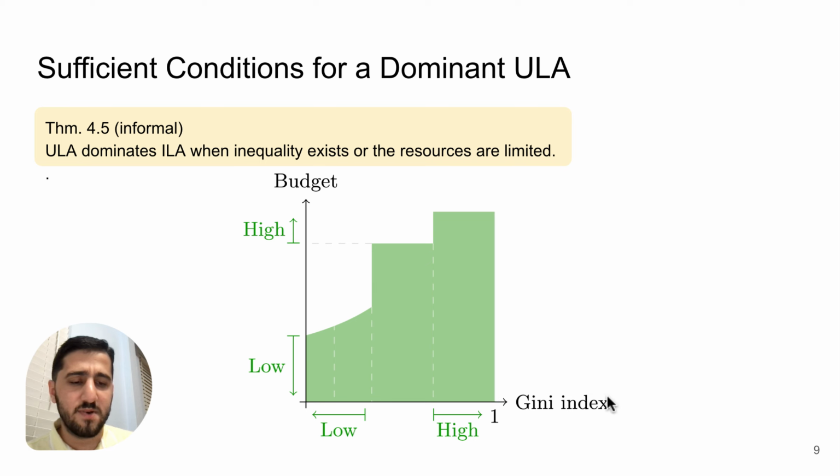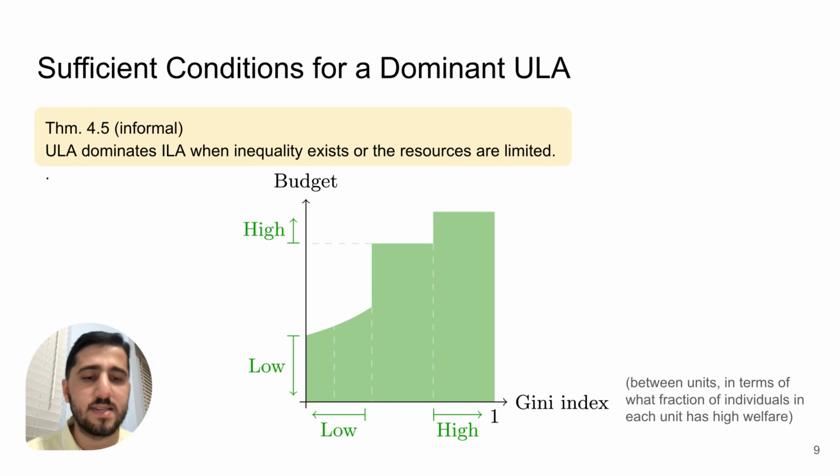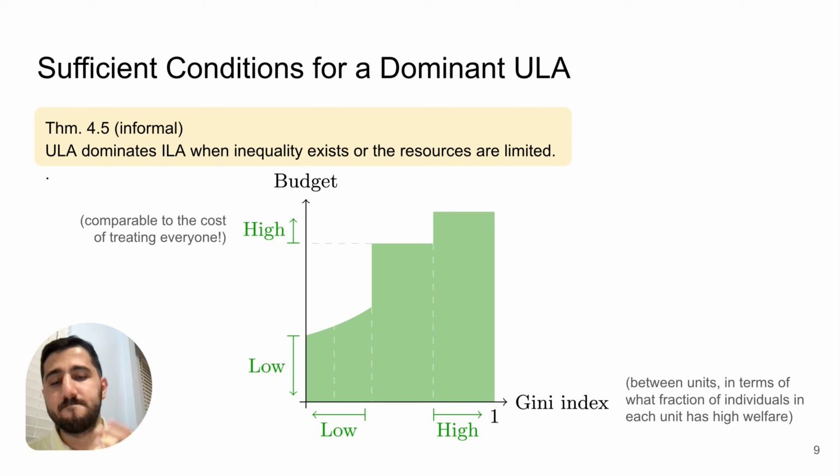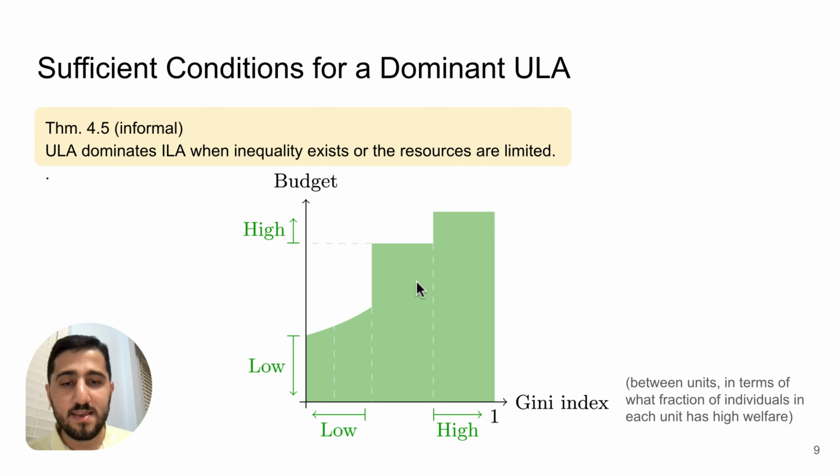And when I talk about the Gini index, that has some details. I mean the inequality between units. In terms of a parameterization, that parameter is what fraction of individuals in each unit has high welfare. If we look at this figure, we have three regimes for the Gini index. If the Gini index is high, that has a formal definition in the paper. That high is not something imaginary. We illustrate this on real data, that this is something that can be realized in the real world.